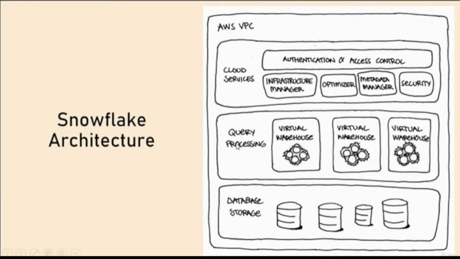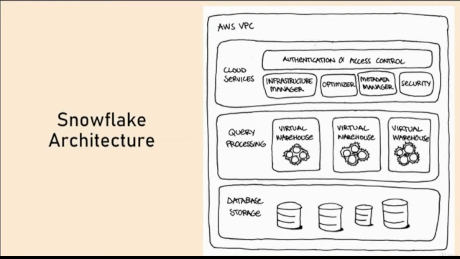Next is the query processing layer. It uses Amazon EC2 instances behind the scenes. So you can have a separate virtual warehouse for loading data into Snowflake, as well as a separate virtual warehouse for reading data from Snowflake. Each virtual warehouse is independent, isolated, and it can scale up or down based on the demand.